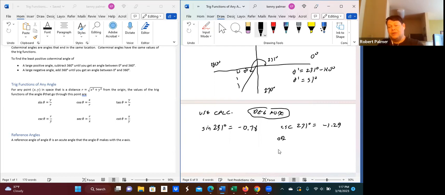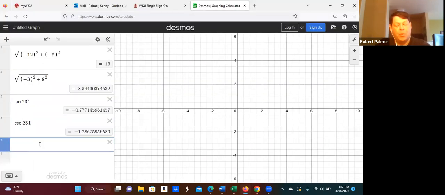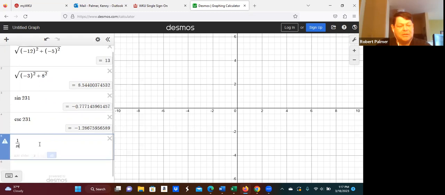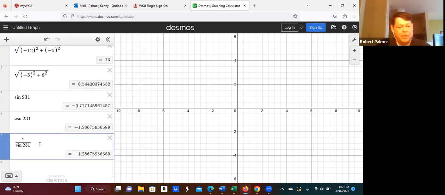Or the other way to get cosecant is 1 over the sine of 231 degrees. So we can do that to make sure this is correct. Just do 1 divided by sine of 231, and we get exactly the same value, as we should.